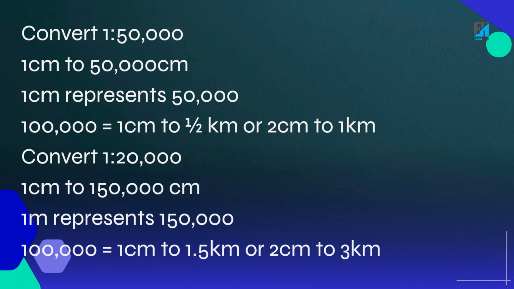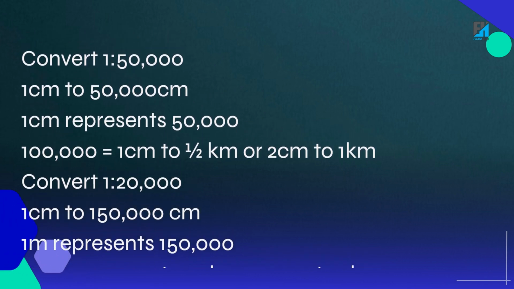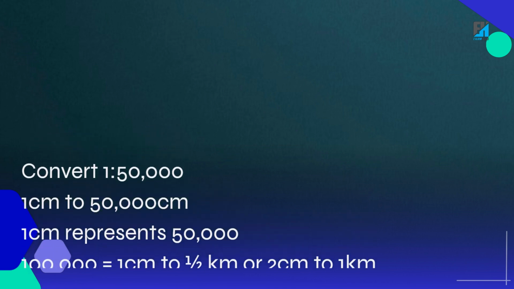Convert 1 colon 150,000. 1 centimeter to 150,000 centimeters. 1 centimeter represents 150,000 centimeters, divided by 100,000, which equals 1 centimeter to 1.5 kilometers, or 2 centimeters to 3 kilometers.